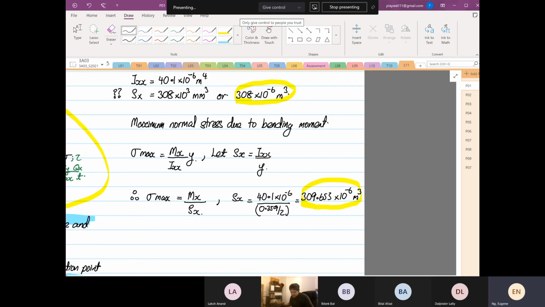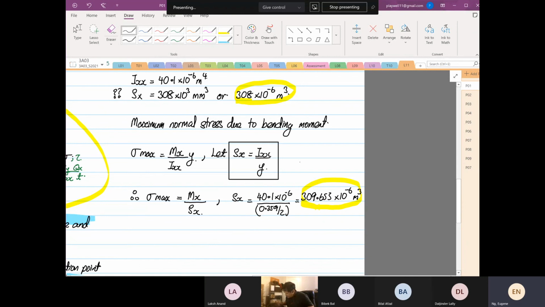That's how they calculate SX. Probably you have seen this in 2P04 also. I did not use this when calculating stresses due to bending moment, but it's just a constant. The most important thing is that SX is equal to the second moment of area divided by the maximum distance from the centroid. So that clears that.